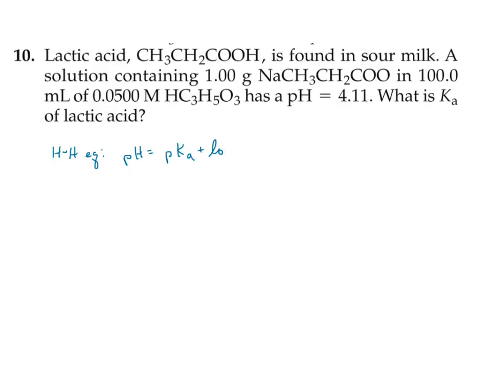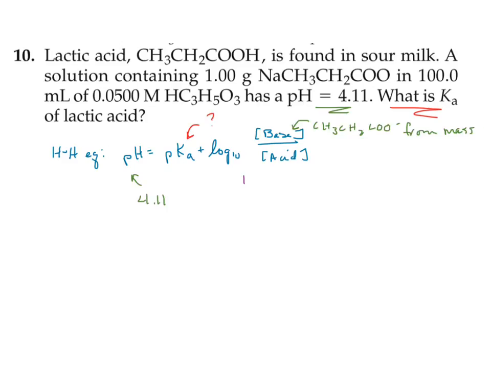Next one, use the Henderson-Hasselbalch equation. Okay, the target pH is given, and you can get the molarity of the weak base from mass and volume. The molarity of the weak acid is given, and you're supposed to knock out the pKa, or look it up on the internet.